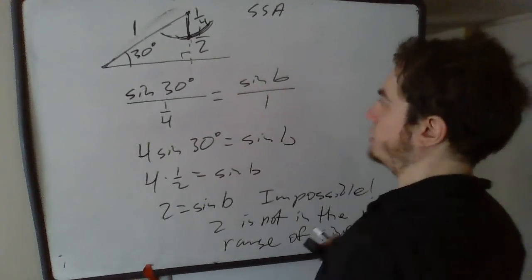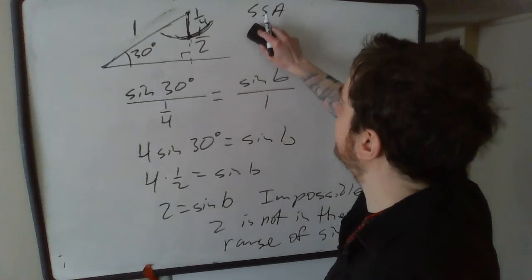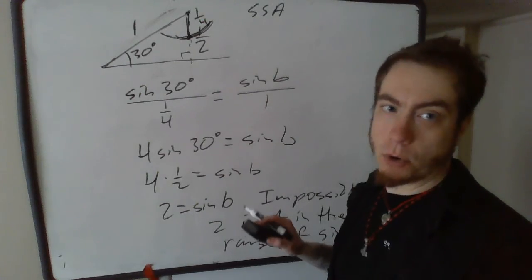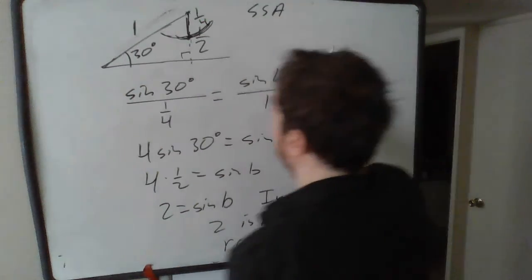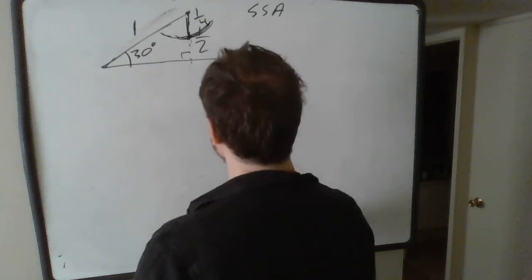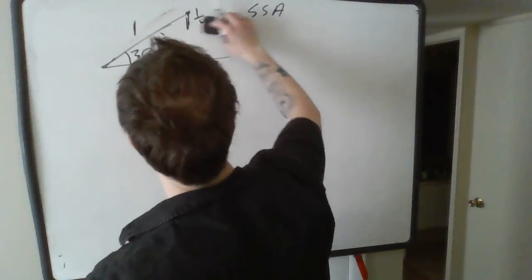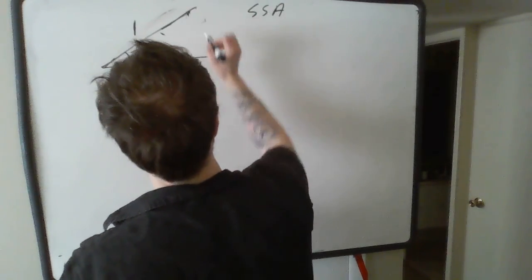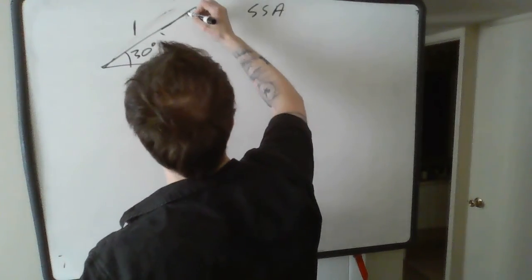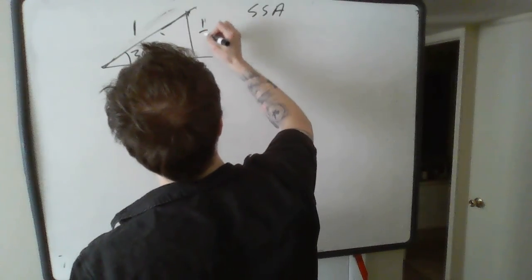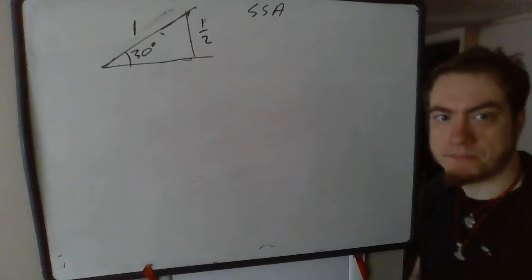So this is one of the situations you can get into when you have side-side-angle and you're working with the law of sines. Now, second example of what can happen to you. Let's go back for a moment and work with the same basic setup, but suppose this time I tell you that this side has a length of 1/2.